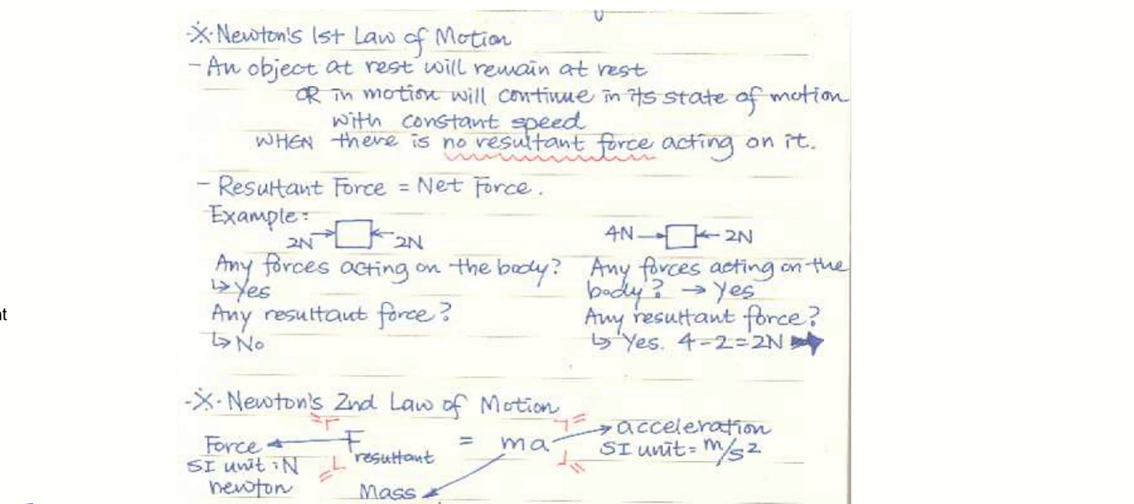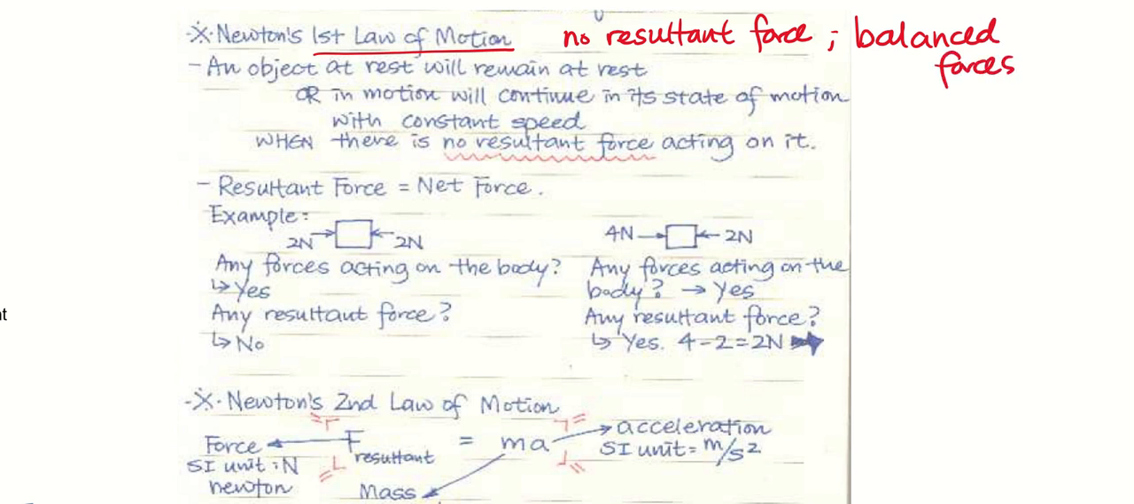Newton's first law is actually the law of no resultant force, or balanced forces, or F net is 0. So this is Newton's first law. Just take note that there's no resultant force, or the forces are all balanced, or the F net is equal to 0. They all mean the same thing.